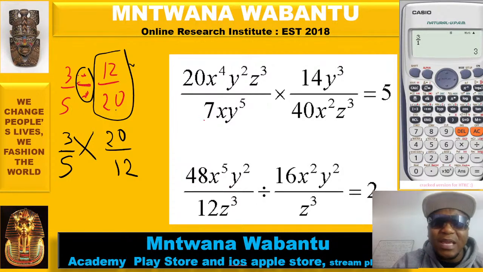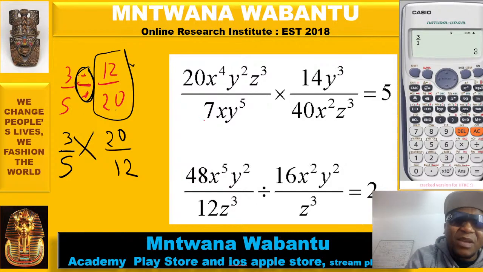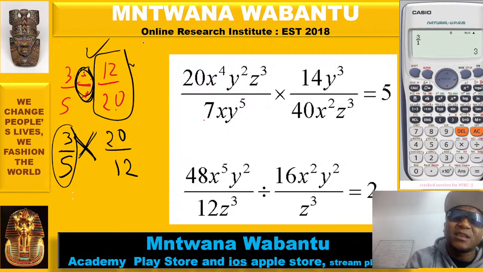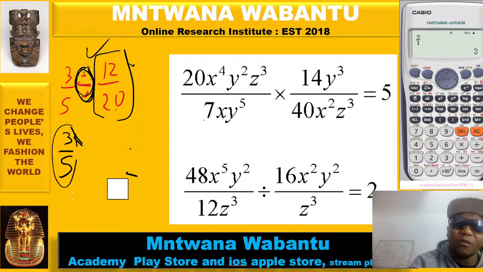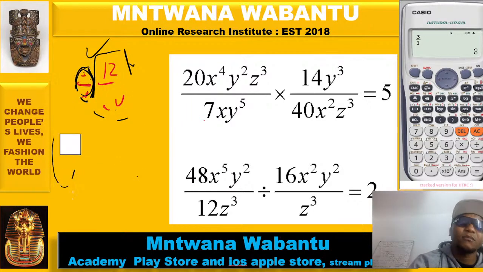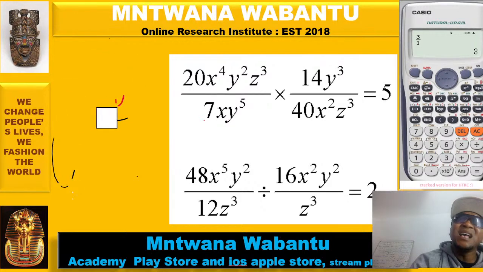So now see how we're going to apply it, but only if it's division. That's how you do it: write the first one as it is, change the division to multiplication, then flip the second one. Okay, now let's go to the question. I think we can solve all these questions right here. Let's do this basic stuff, man. I love this. Okay, now we go.